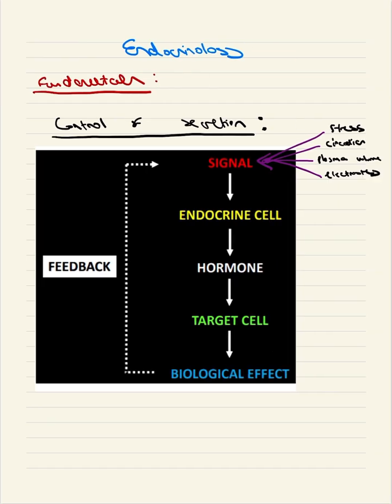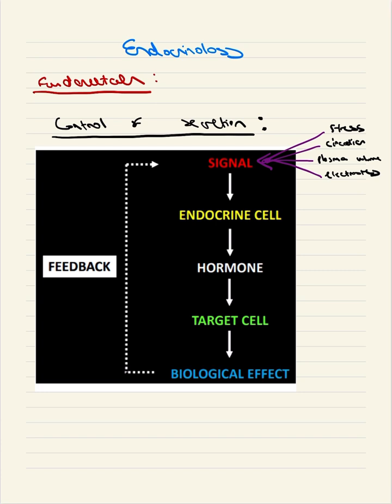The fundamental pillars of endocrinology are this, so you need to keep this in mind. It's very, very important. You have a signal, and this is how we control the secretion of hormones. The signal can be anything. It could be stress. It could be your circadian system, which we're going to talk about later. It could be plasma volume. Your plasma volume might be depleting, you might have a hemorrhage, and this will create a signal. It could be anything, basically.